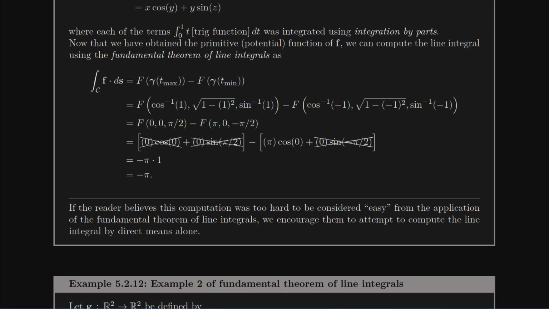And so we're just finding our primitive evaluated on these terms. What was my primitive? It's right up here at the top. X cosine y plus y sine z evaluated at 0, 0, pi over 2. That ends up actually giving me a 0. And then evaluated at pi, 0, negative pi over 2. That gives me pi times cosine 0 plus 0 times sine. 0 times sine cancels. I just have pi times cosine 0. That's pi times 1 with a negative sign. I get negative pi out of this.